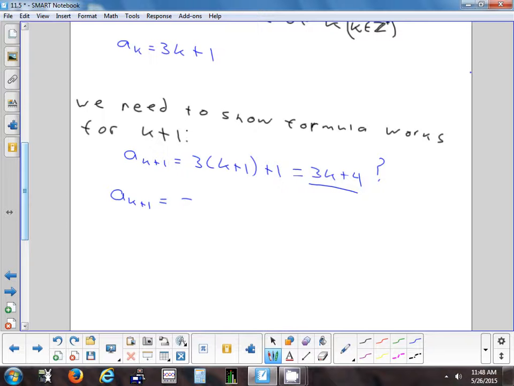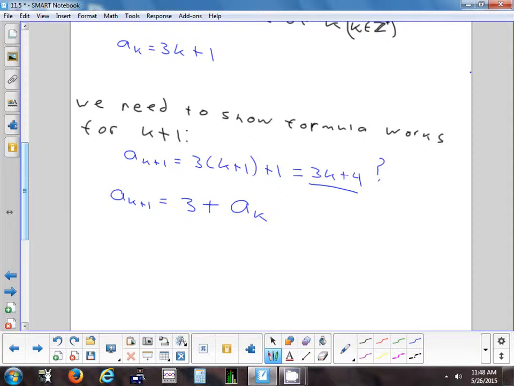So 3 plus, what's the term before a sub k plus 1? 3k plus 1. Okay, yes, that's true. I'm going to write that in a second. But what is 3k plus 1? This is the k plus 1th term. This is the kth term. Okay, so to find the term you want, take 3 plus the one before it.